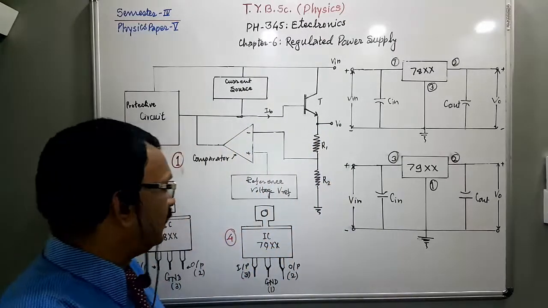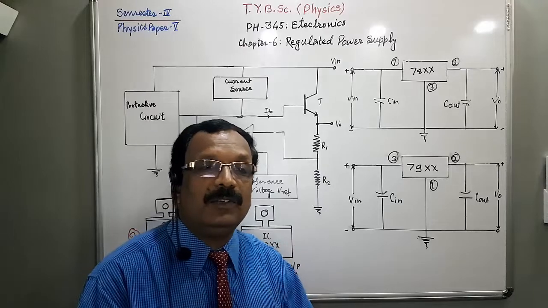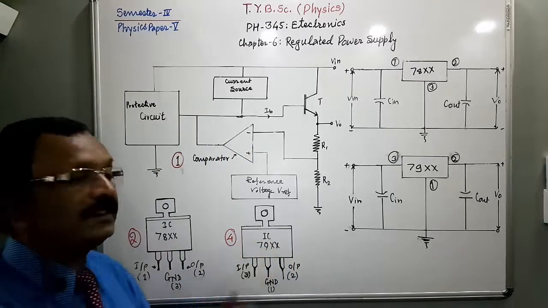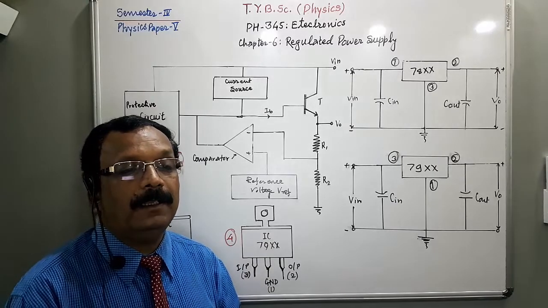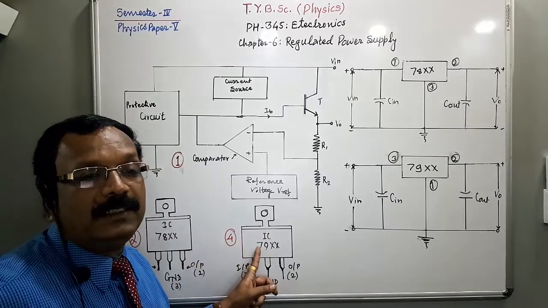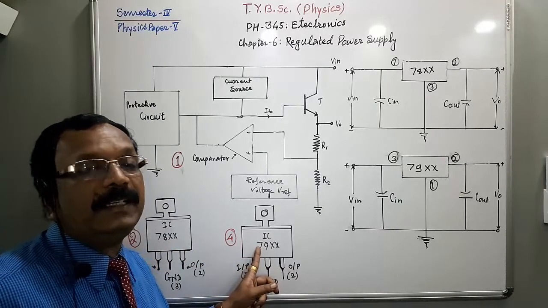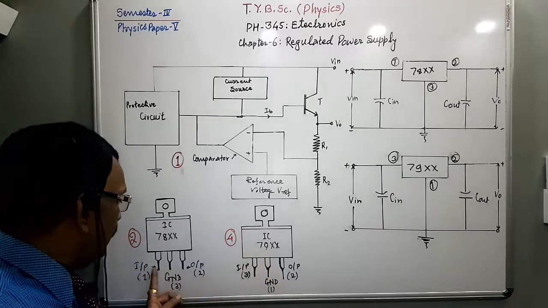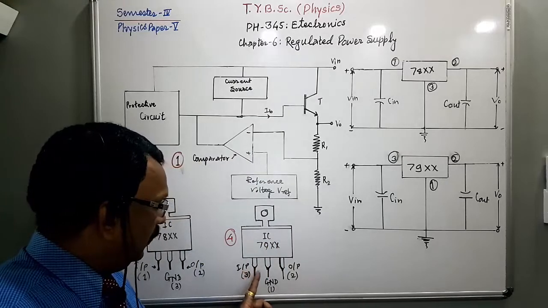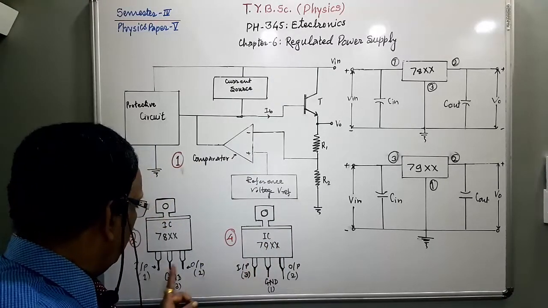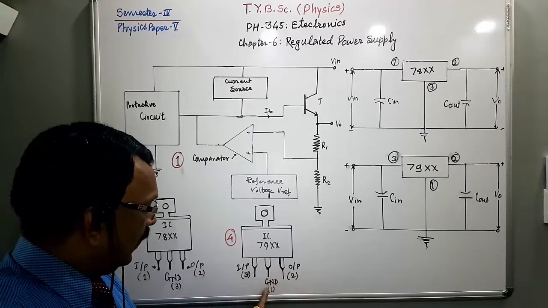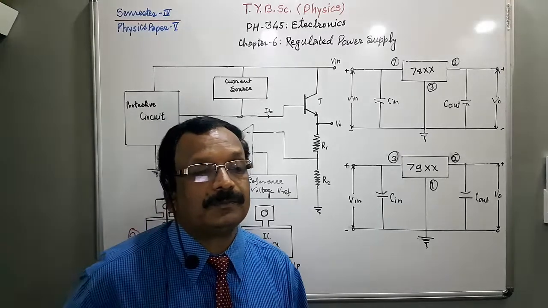First of all, we are going to see how this IC looks. The 3-pin IC looks like this, either the 78 series or the 79 series. This 3-pin IC regulator has 3 terminals, namely input, output and ground, in the 78 series, and input, output and ground in the 79 series.